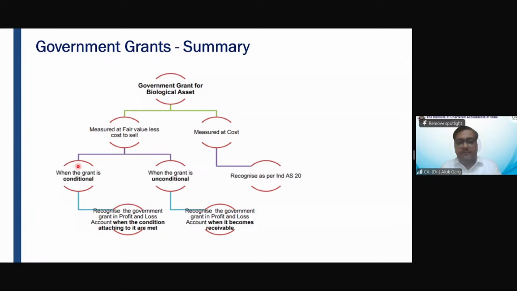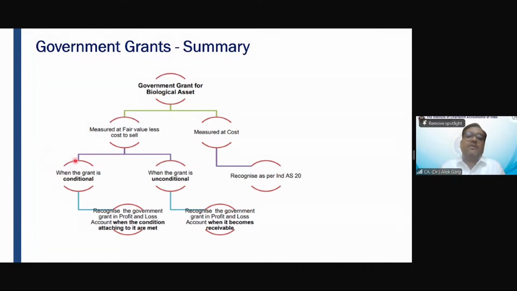Bank, P&L account. For example, you debit the government grant receivable account. What will be credited? To other income, right? So when the government grant is unconditional, whenever it becomes receivable, you debit government grant receivable account and credit other income. And when the money is received, you debit bank account and credit government grant receivable account, correct?